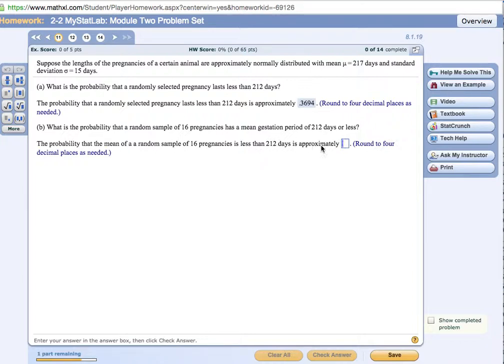And then what is the probability that a random sample of 16 pregnancies has a mean gestation period of 212 days or less? So here I need to take the standard deviation, which is 15, and divide that by the square root of 16, the sample size. The square root of 16 is 4, so it's just 15 divided by 4, and I'm coming up with 3.75.